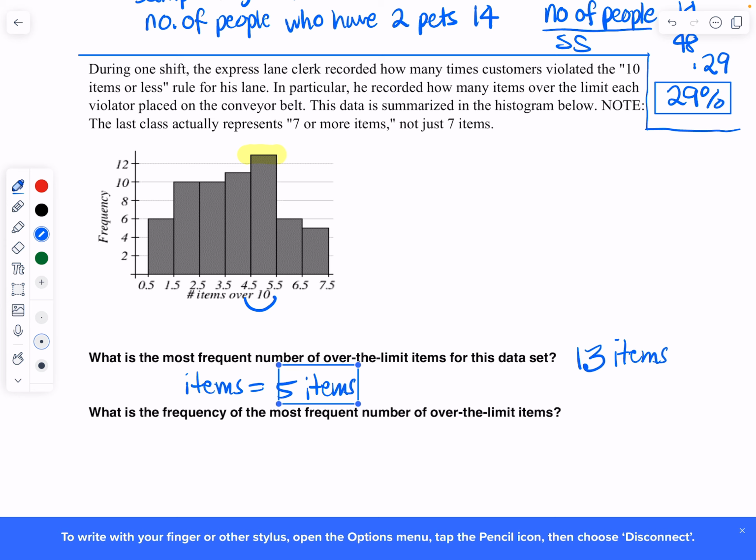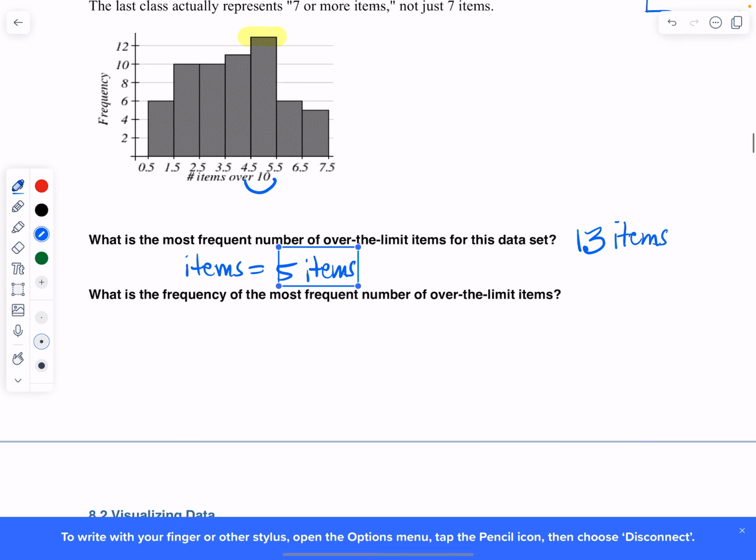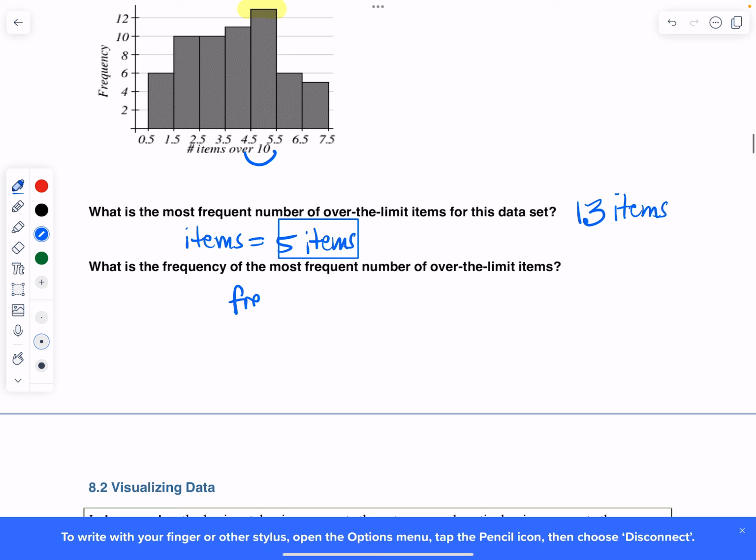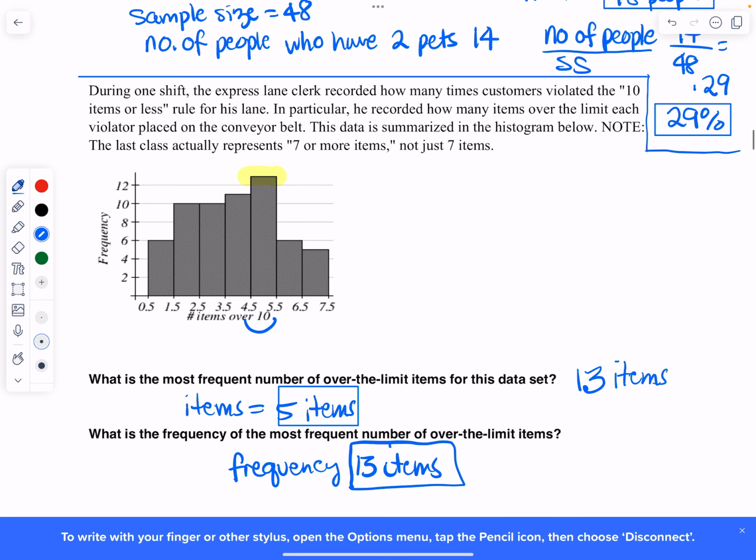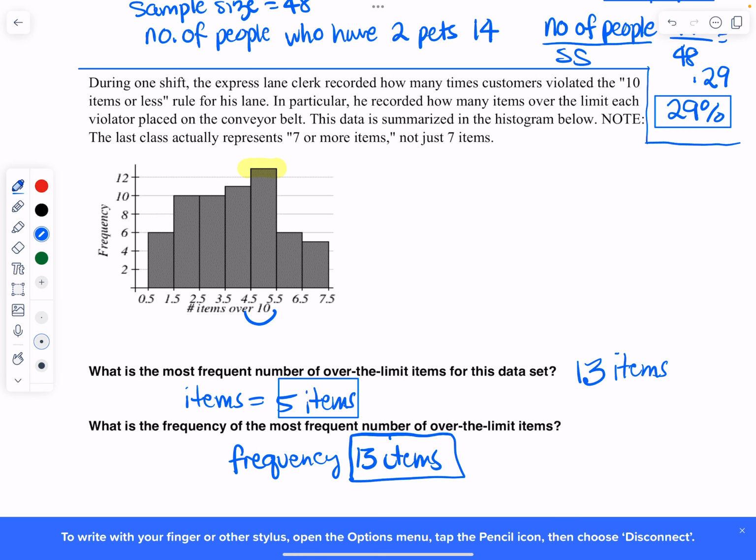Okay, what is the frequency of the most frequent number of over the limit? The frequency is the 13 items. Okay, so just to reiterate for clarity, 13 is how many times that happened, and the number that is associated with that 13 times was 5 items over 10.